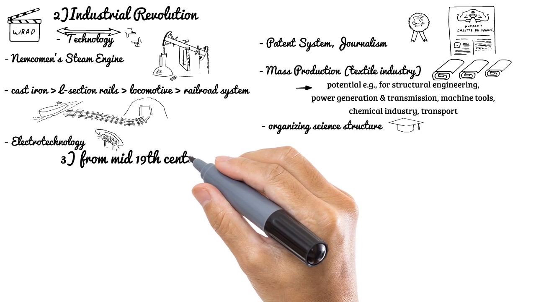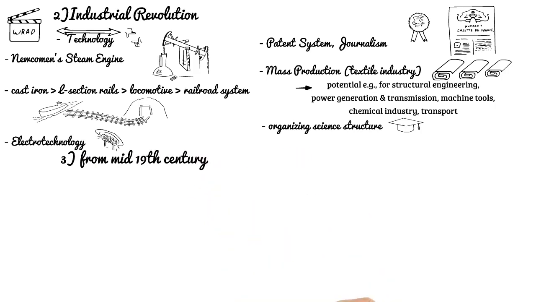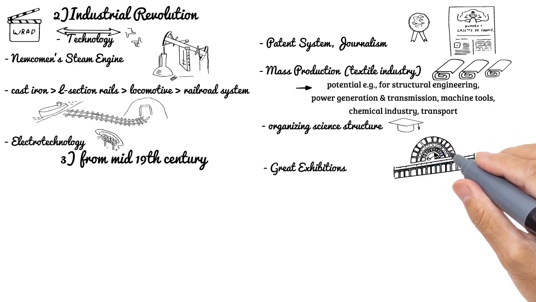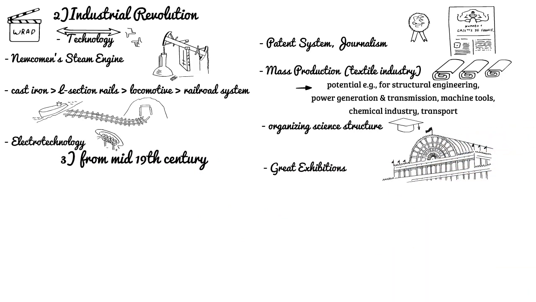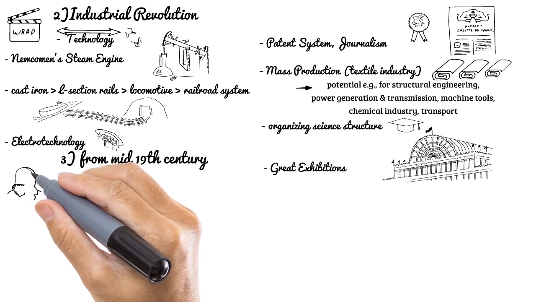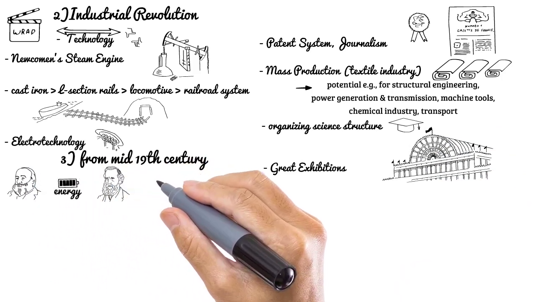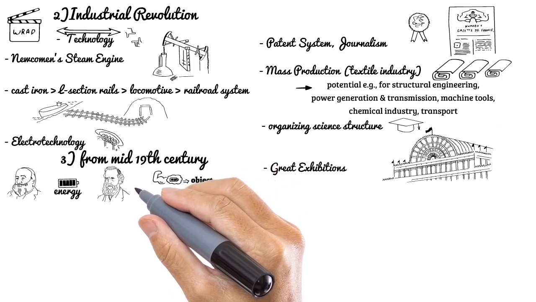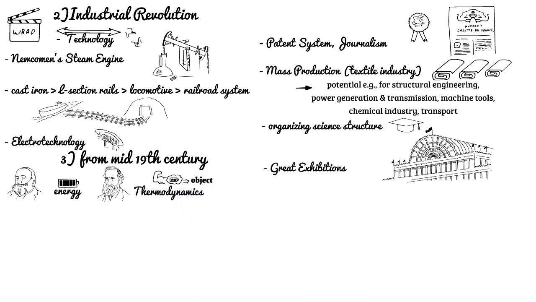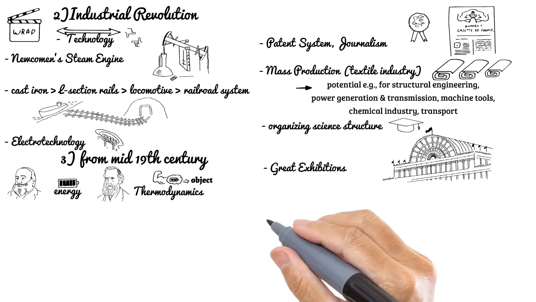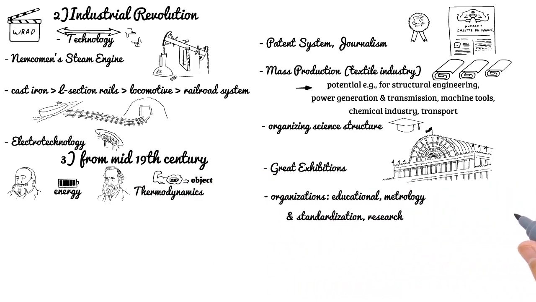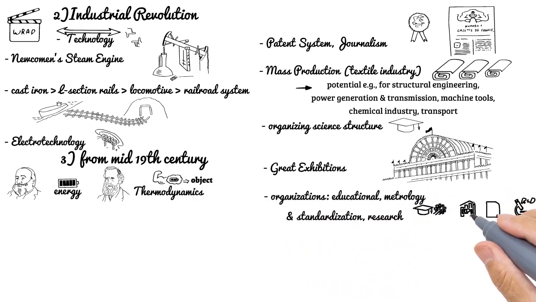Examples of the third period discussed already in this video are: distributing technological ideas worldwide with great exhibitions starting in 1851 in London. James Prescott Joule came up with the energy term. William Thomson brought thermodynamics as a new science and technology with energy in all actions of nature and techniques. Educational, metrology and standardization. State and industrial research organizations speeding up the technological innovation pace.